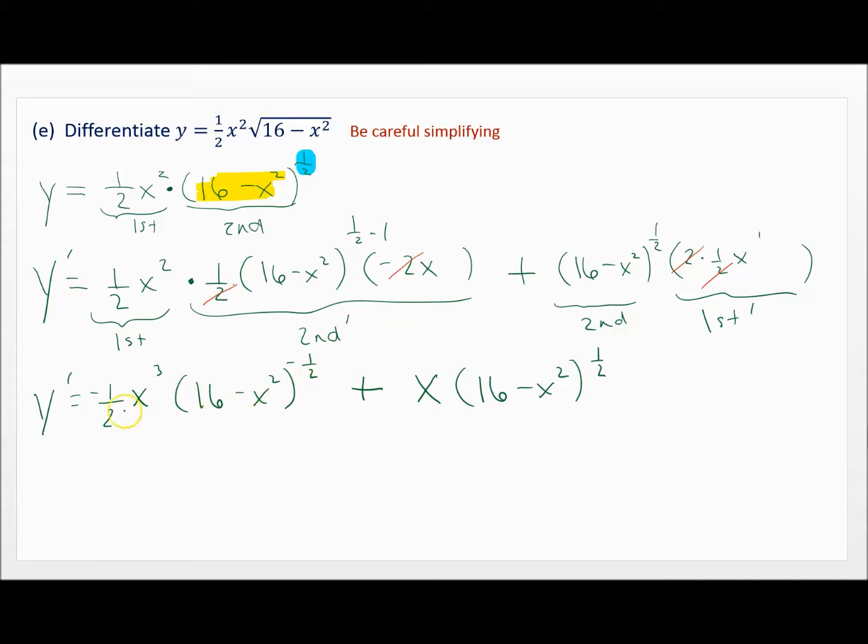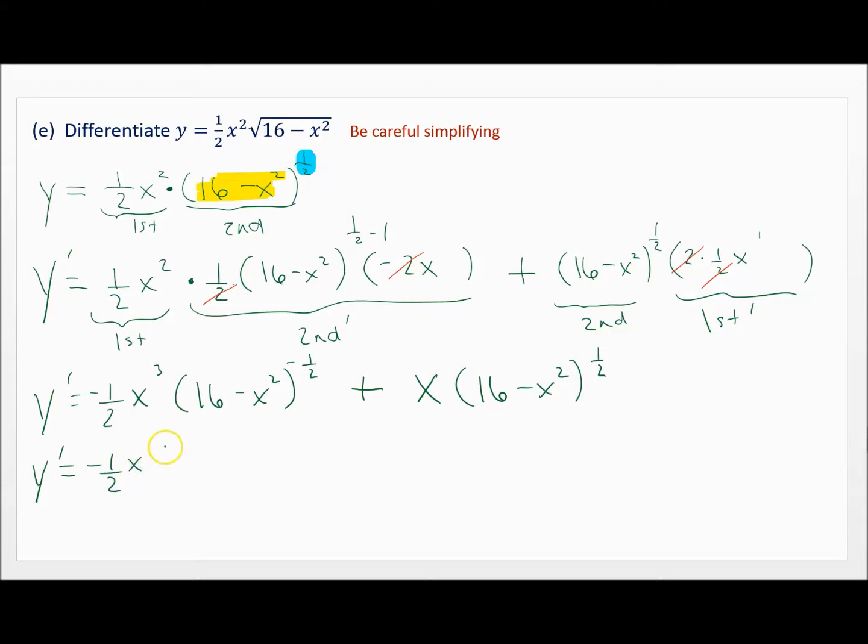Think about these as two separate terms. So you have this negative 1/2 x to the third, 16 minus x squared to the negative 1/2, and then the second term, x times 16 minus x squared to the positive 1/2. They both have a 16 minus x squared factor in common. So that should come out front. Something else, just advice: when you have a fraction in one of your terms and you're trying to factor out the greatest common factor, pull that fraction out front. So as I continue to simplify, I have y prime equals, oh, what else do they have in common? I just noticed they each have an x. So let's pull out a negative 1/2 x.